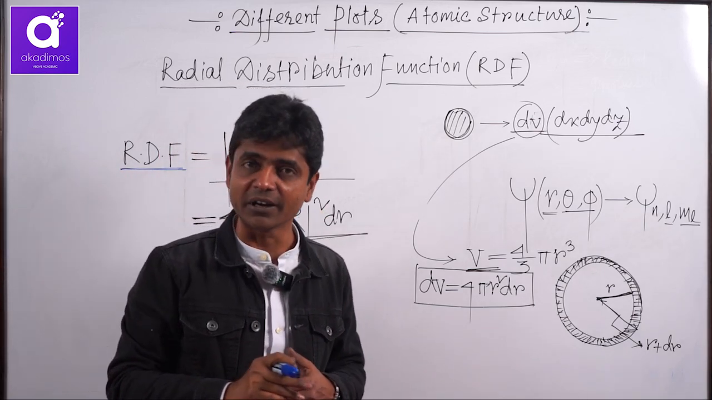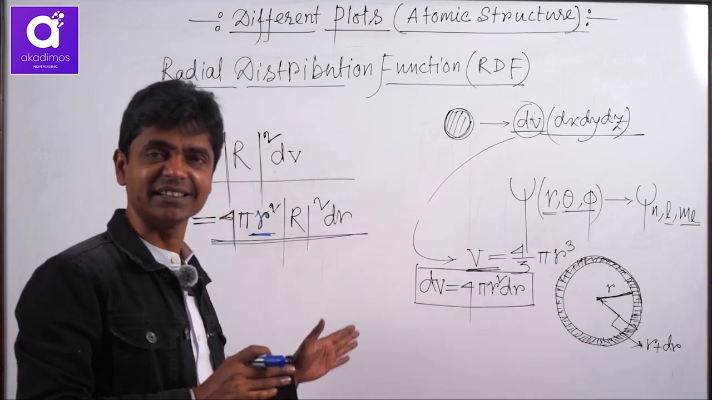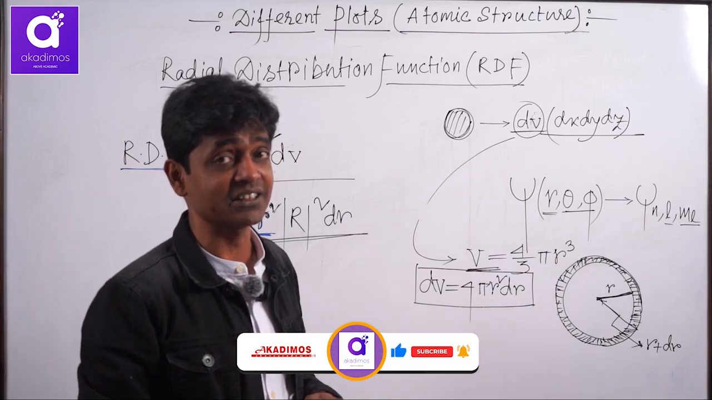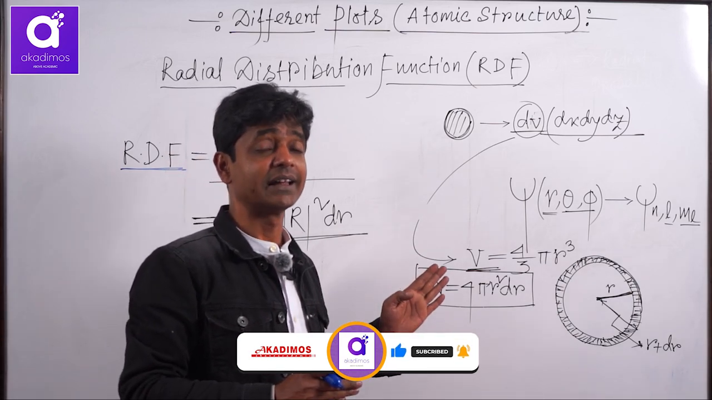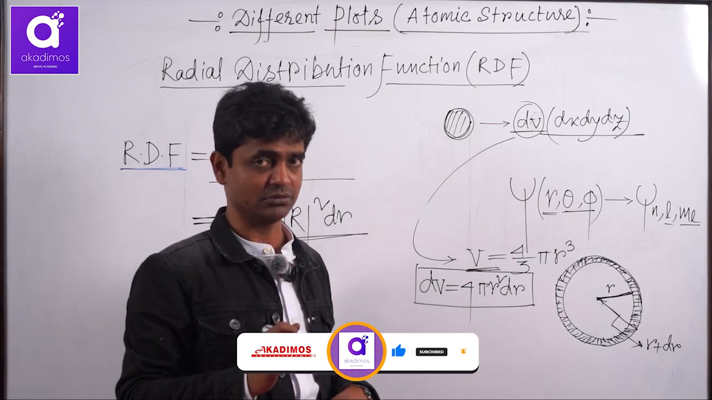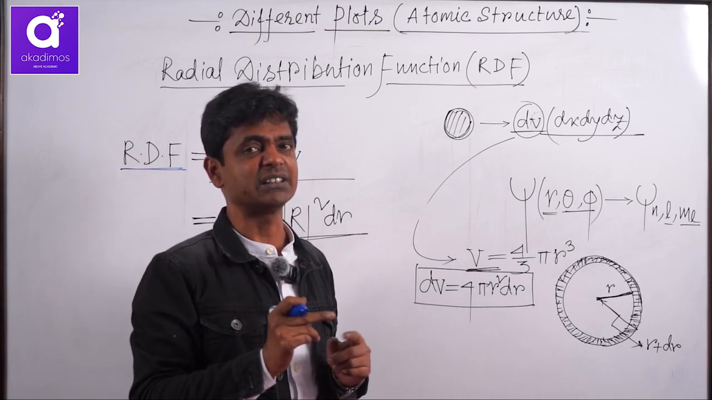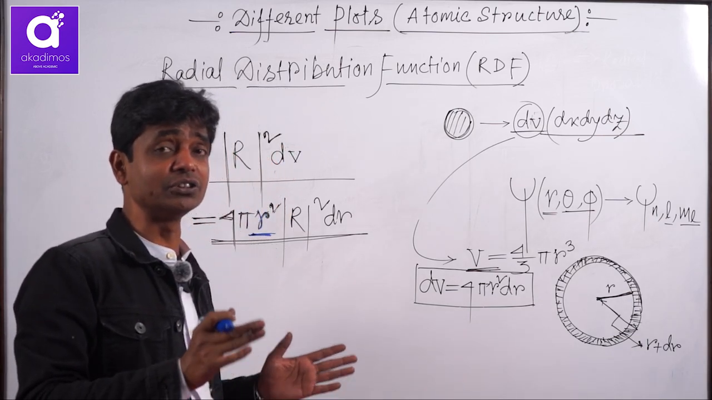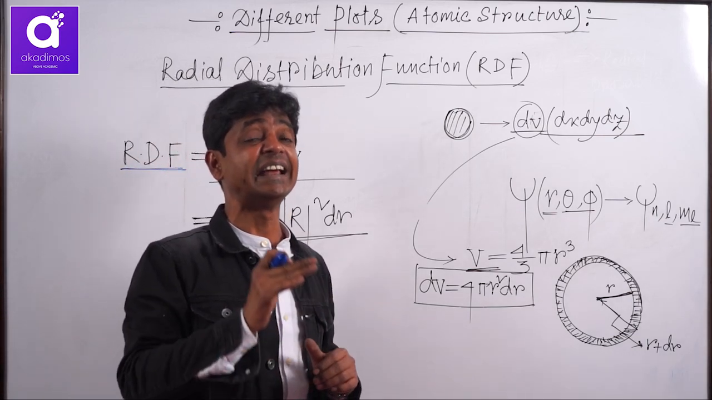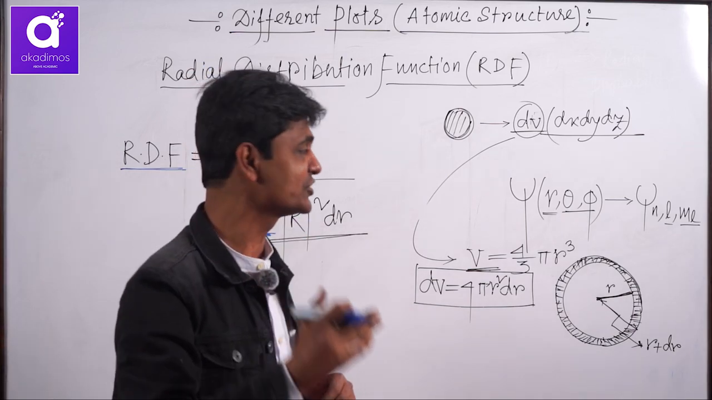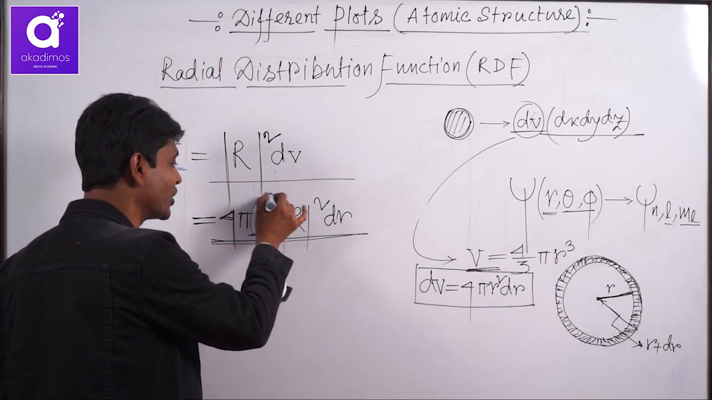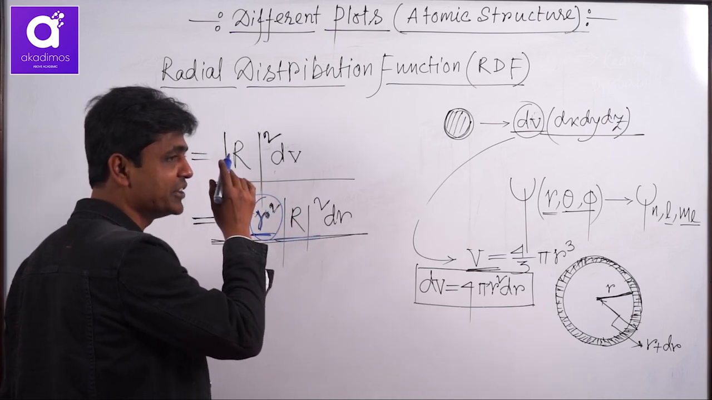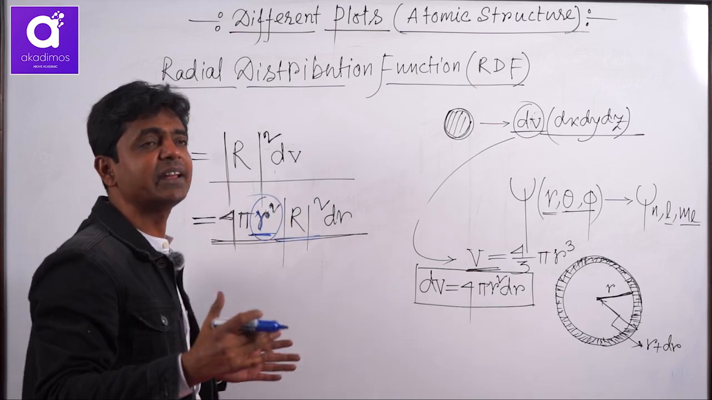Another thing you have to remember: when I plotted radial probability versus radius in the first part of this class, you saw that the amplitude decreases with increase of R. But here you will see the amplitude of the plot increases due to the increase of R, because of this R square. Although it decreases, due to the increase of R the total increases.